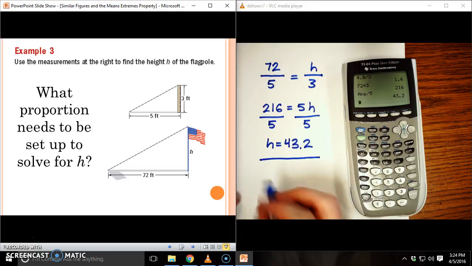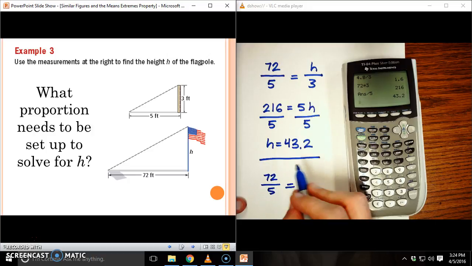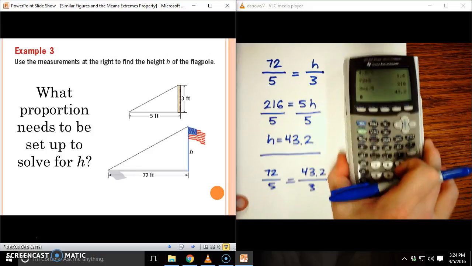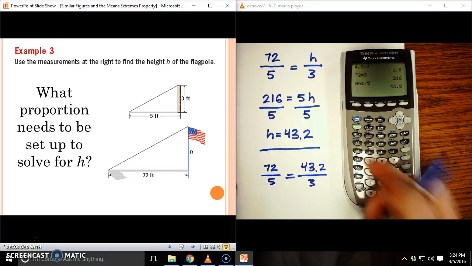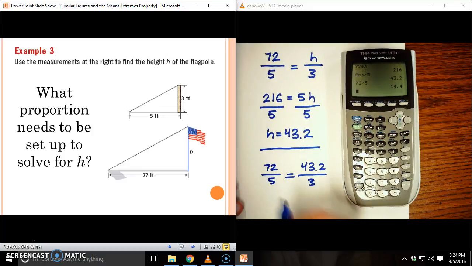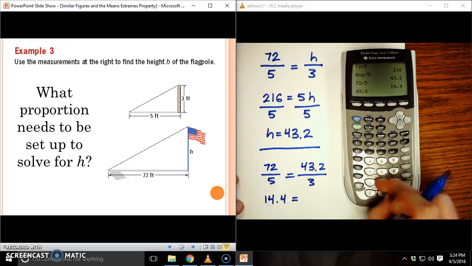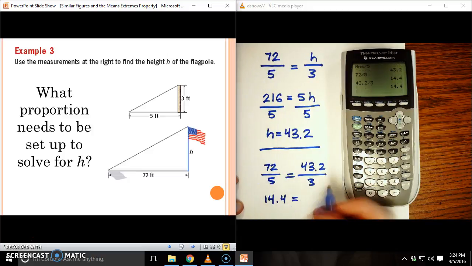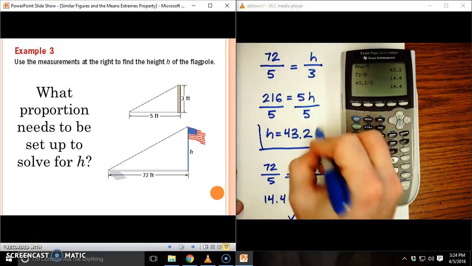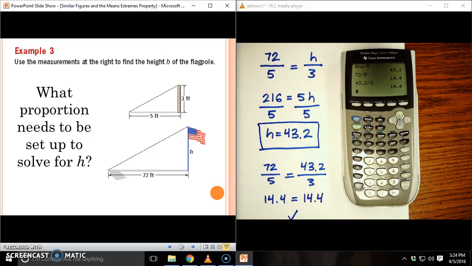And again, I could check this. 72 divided by 5 has to equal 43.2 divided by 3. Those ratios must equal each other, so 72 divided by 5 is 14.4. And does that equal 14.4? Of course it does. So that's my check, but again, my answer is right there. 43.2 is the height of the flagpole.